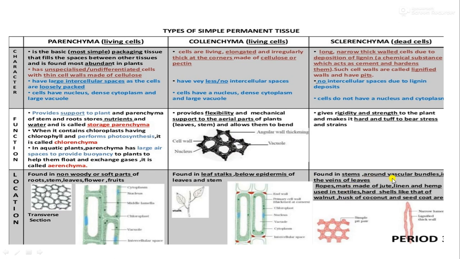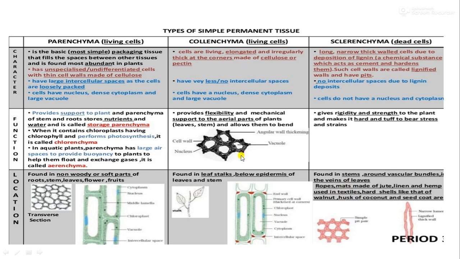Sclerenchyma is found in stems, around the vascular bundles, and in the veins of leaves. Ropes and mats made of jute, linen and hemp are used in textiles. Hard shells of walnut and the husk of coconut are made up of sclerenchyma. When you participate in tug of war, a group of people from both sides pull the rope, but it doesn't break, because these ropes are made up of coconut husk, which has sclerenchyma.